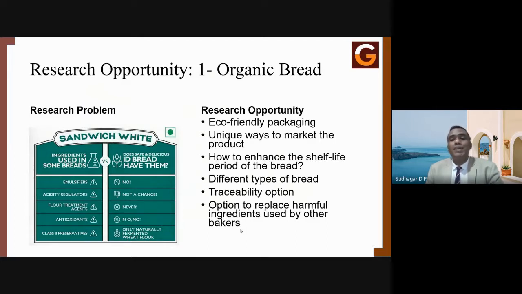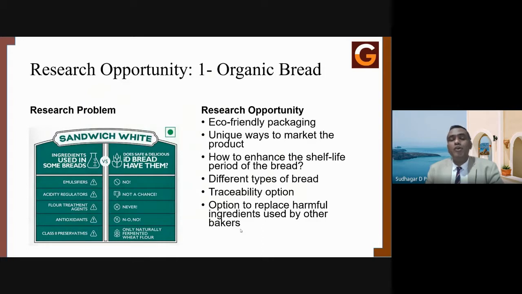Is it possible to create different types of bread apart from white bread, brown bread or multigrain bread? Now, is it possible to create a traceability option? See, in the label, they are saying that they are not using any kind of emulsifiers, acidity regulators, flour treatment agents, antioxidants, or class 2 preservatives. But how are the consumers going to believe it? So as a budding researcher, can you create a traceability option wherein the consumers can actually know how this particular product is prepared without any kind of artificial ingredients?